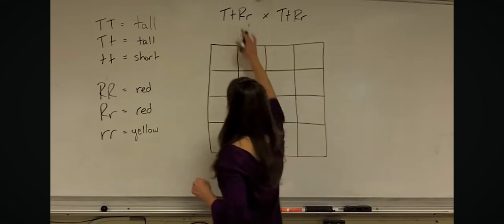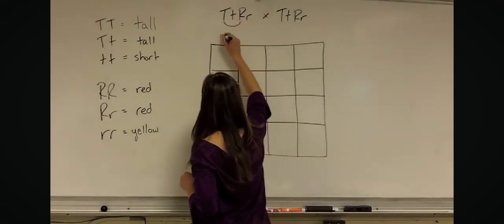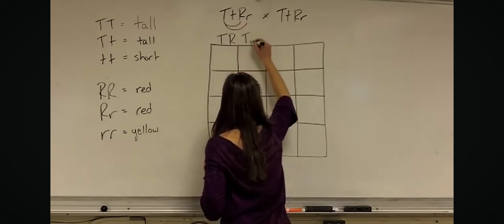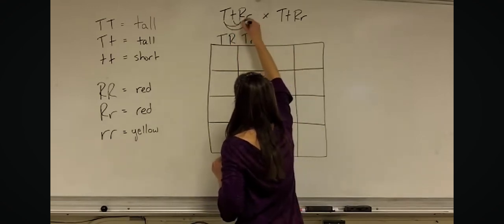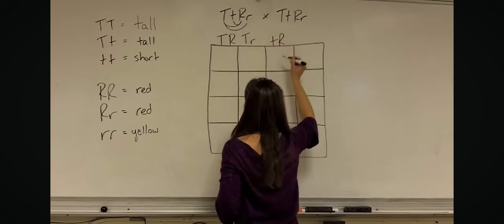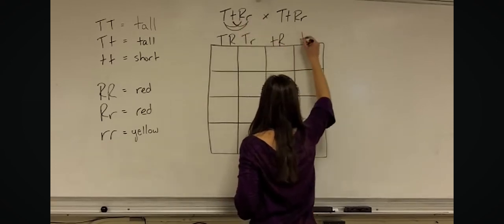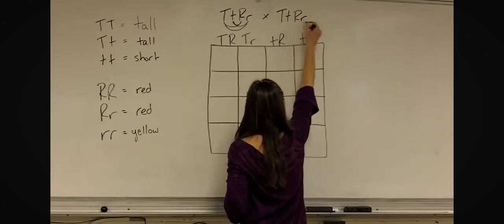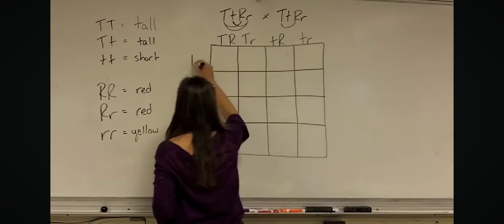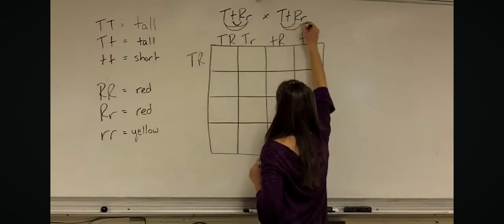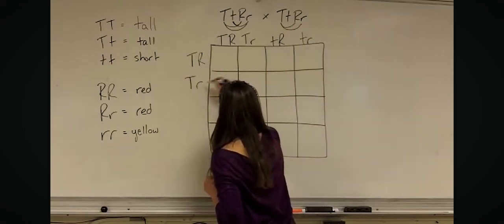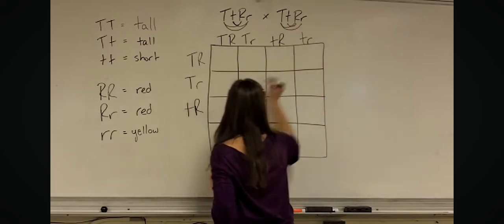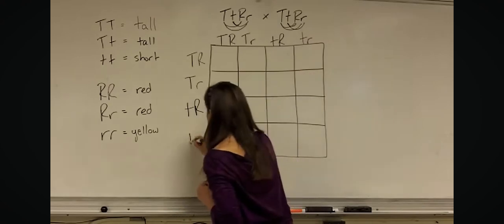So for example, for this parent here, the first alleles are going to be big T, big R. Outside, big T, little r. Inside, little t, big R. And last, little t, little r. Okay, to do this parent, same thing. First, big T, big R. Outside, big T, little r. Inside, little t, big R. And last, little t, little r.